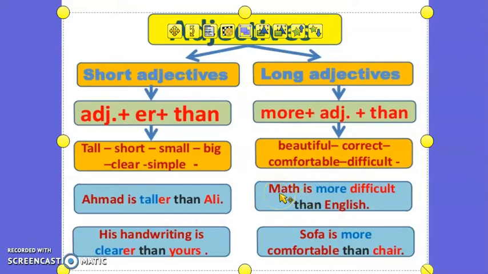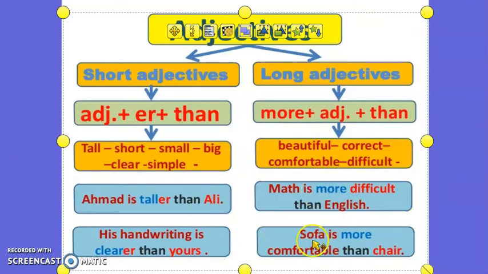This is an example. Math is more difficult than English. Here we compare between math and English with the adjective difficult. Difficult is a long adjective, so we use more.